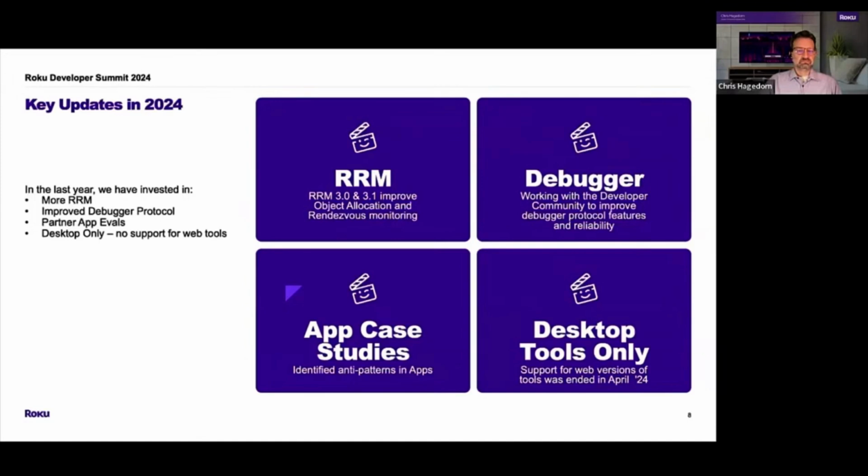The partner app evaluation is the case studies I mentioned a minute ago, and we'll get into detail on that in a minute. What we did there was we picked a handful of very popular apps on the platform and decided to ourselves take the tools, point them at these channels, and just see what we could learn. And then finally this year, in the spring, we deprecated all of the web-based versions of the tools. So going forward, all the tools will be desktop only, no more web versions.